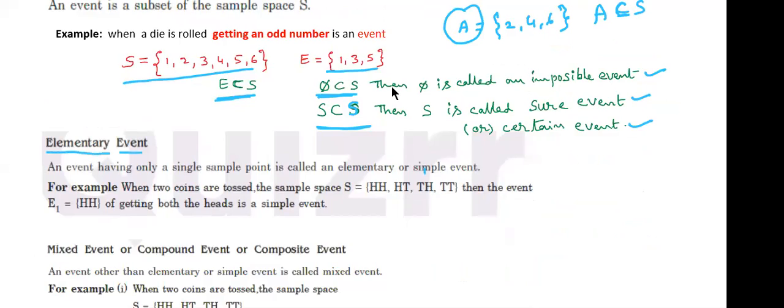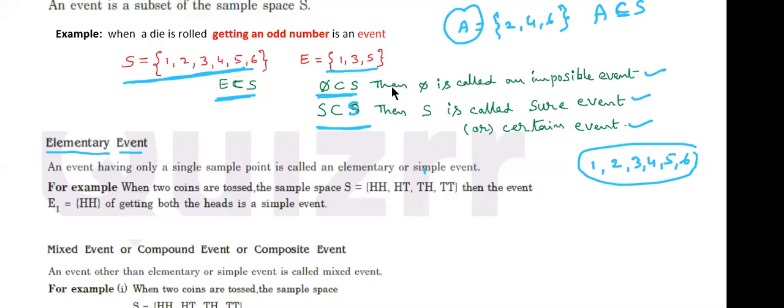Now I am going to another definition: elementary event. What is an elementary event? An event having only a single sample point is called an elementary event or simple event. Understood? What is a sample point? In the sample space, each and every point is called a sample point. If a die is rolled, the sample space is 1, 2, 3, 4, 5, 6. These are all sample points. An event having a single sample point is called an elementary event or simple event.